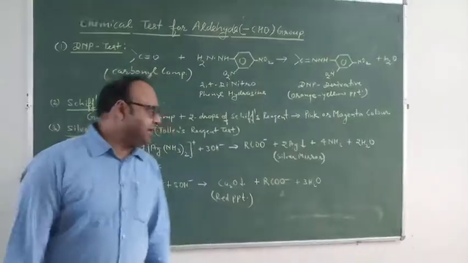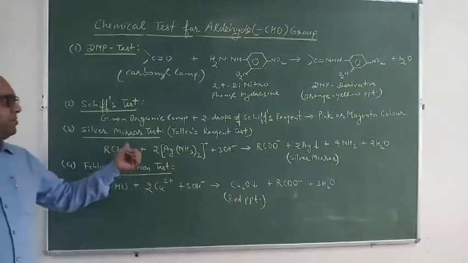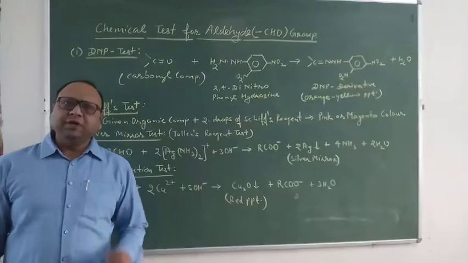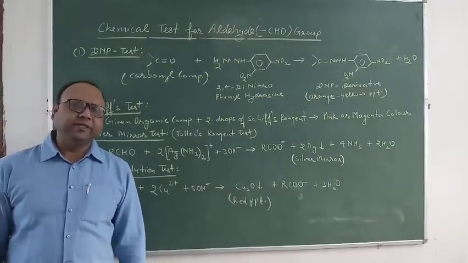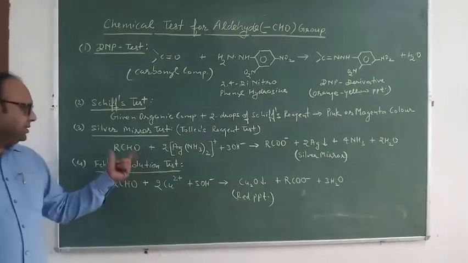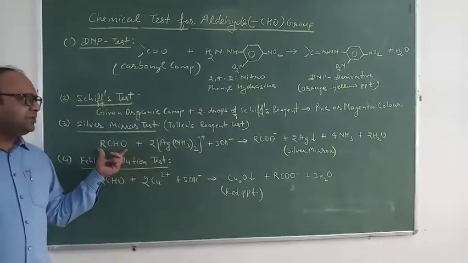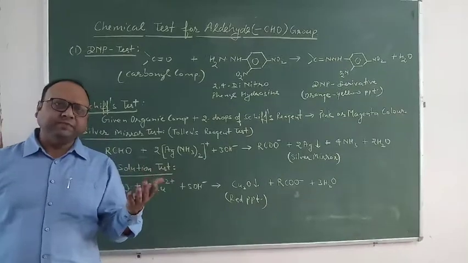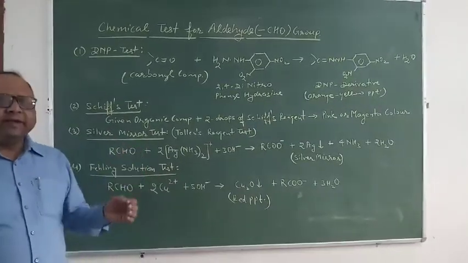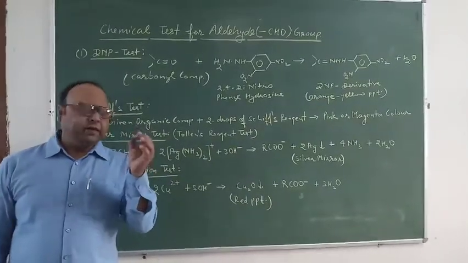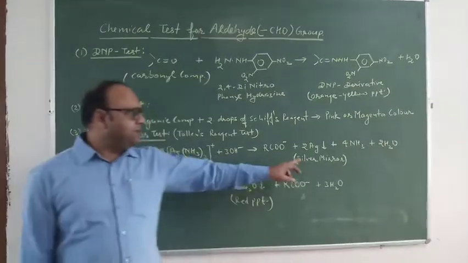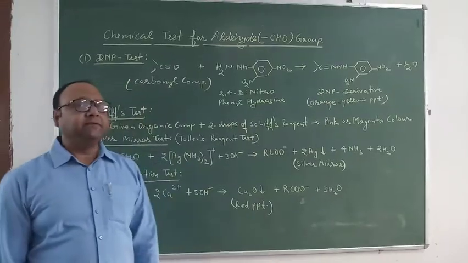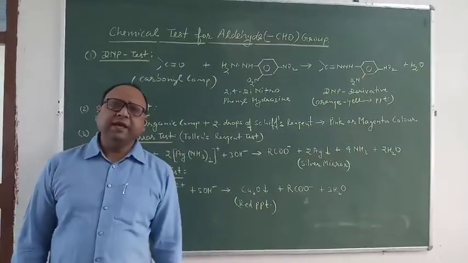Now 2 more confirmatory tests. First is the silver mirror test, which is done with the Tollens reagent. Ammoniacal silver nitrate solution is known as Tollens reagent. When 1 ml of aldehyde is treated with the ammoniacal silver nitrate solution, that is the Tollens reagent, and it is heated gently, after a few minutes a silver mirror is obtained in the test tube. If a silver mirror is obtained, then it is confirmed that the given compound is aldehyde.